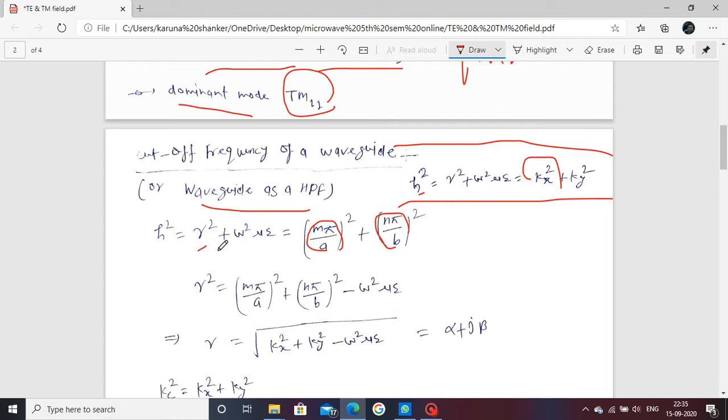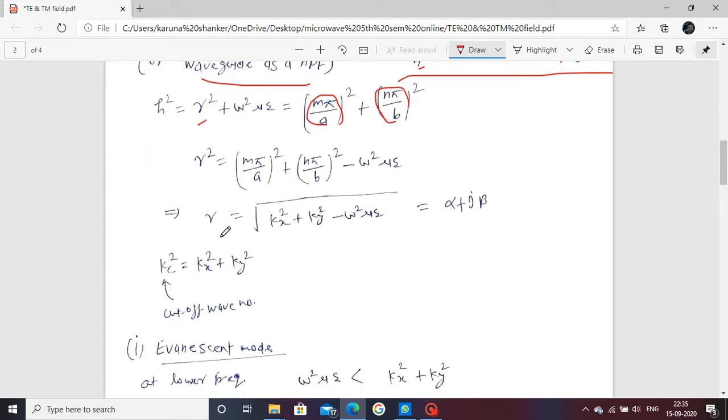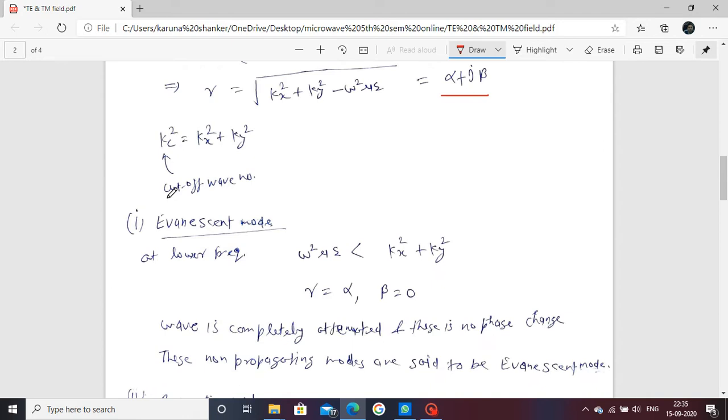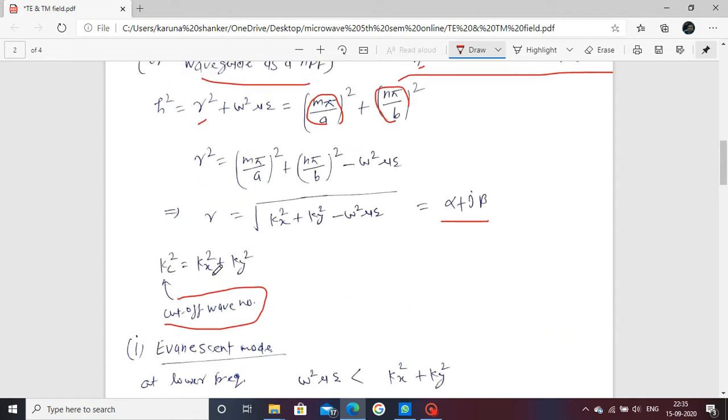Gamma is the propagation constant. Now gamma is equal to the square root of this expression, and gamma is also equal to alpha plus j beta. One of the terms here is the cutoff wave number, which relates to kx square plus ky square. Suppose there is a numerical to find the cutoff wave number; then we use kc square equal to this relation. If the values of m, a, n and b are given, you can easily find the cutoff wave number.